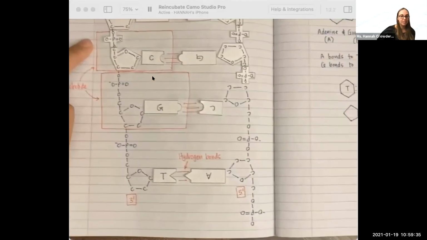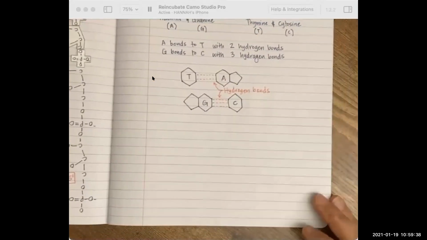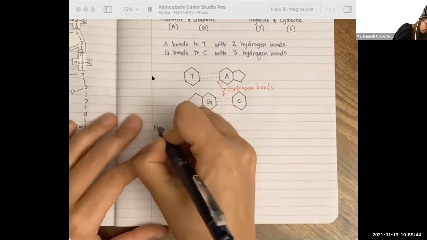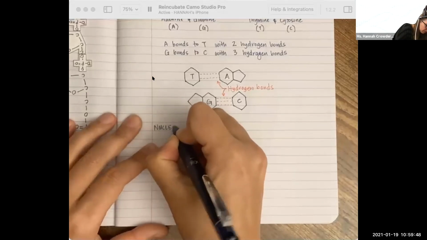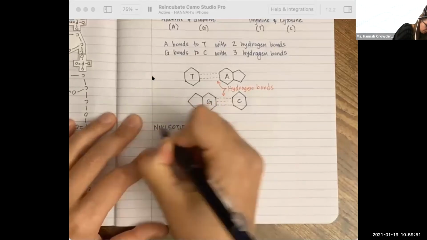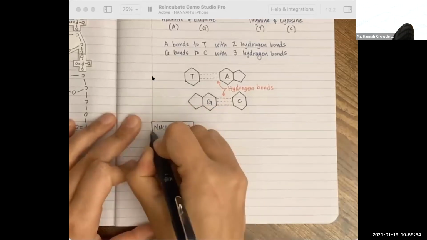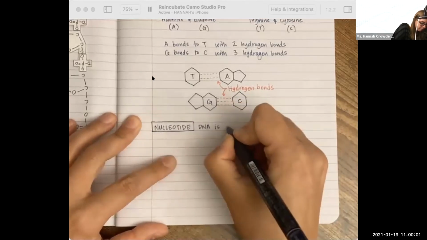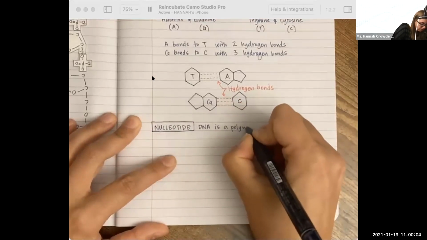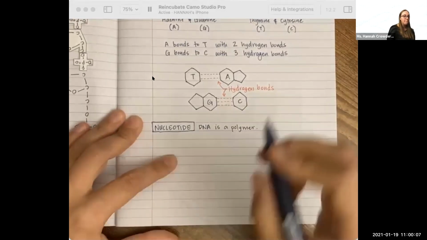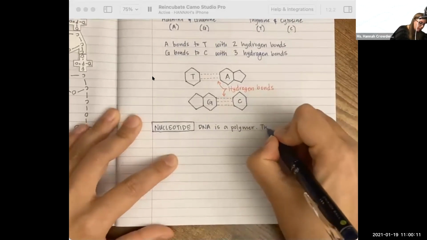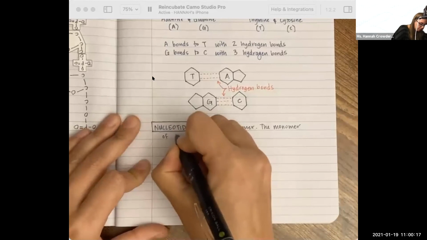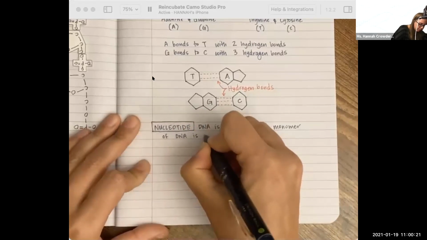Let's take our final notes. So I'm back on this page. The last thing that I'm going to take notes on is a nucleotide. So first of all, DNA is a polymer. And polymers are made of monomers. Well, the monomer of DNA is a nucleotide.